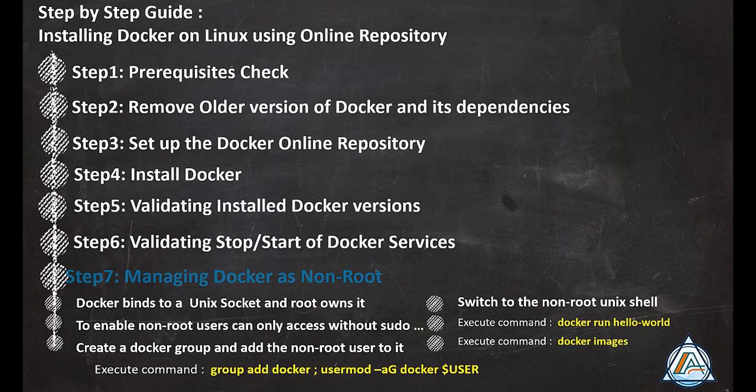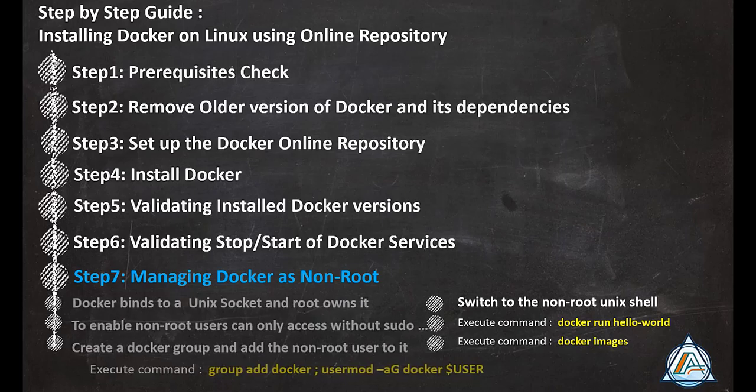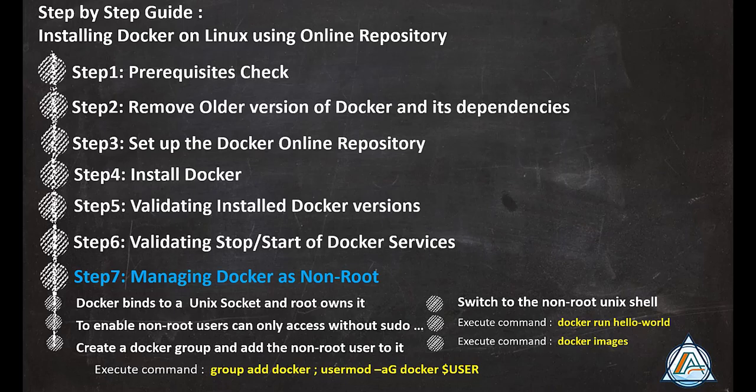In most of the production servers, we would not want the Docker services to be managed using root. Docker binds to a Unix socket, hence the root owns it. A non-root user will not be able to manage and control it by default. We need to create a group called docker and add the non-root user to it. To test this, we can launch a new PuTTY terminal and execute few Docker commands to validate whether we are able to run containers, stop and start containers as a non-root user.